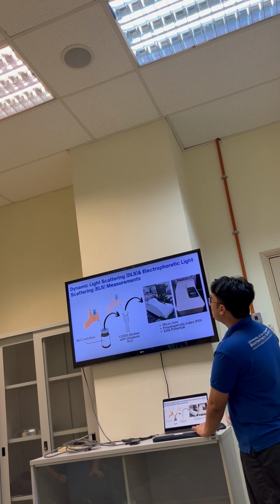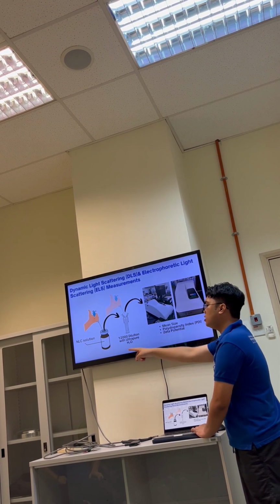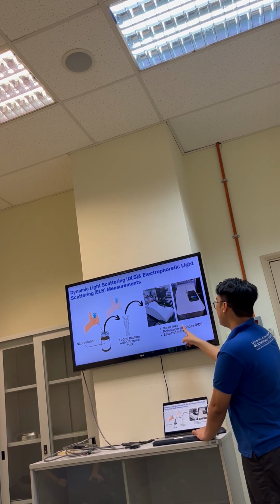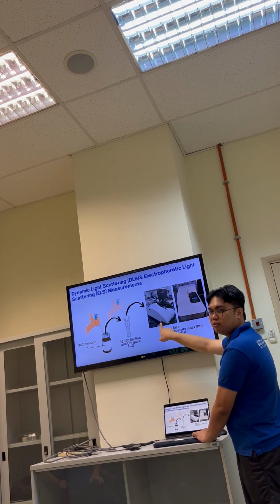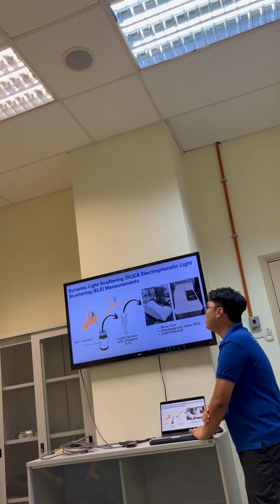Then we do DLS and ELS measurements. Although we have to first dilute this with a dilution factor of 2000, so we can get the mean size, PDI, and zeta potential. This one was just in the old building of chemistry, and this one is in Malaysia Palm Oil Board.